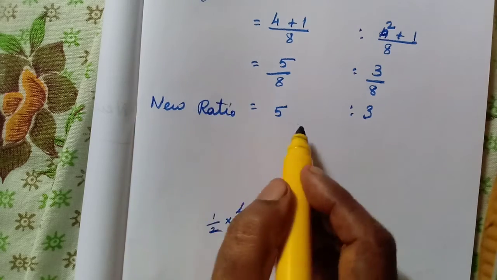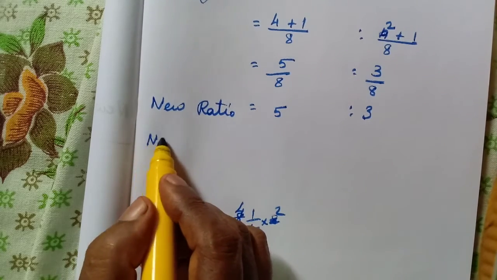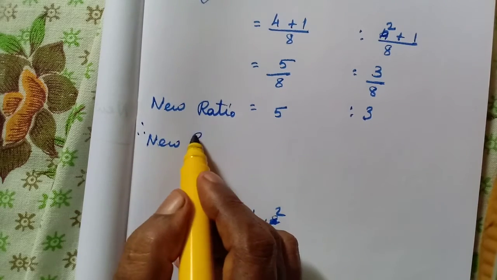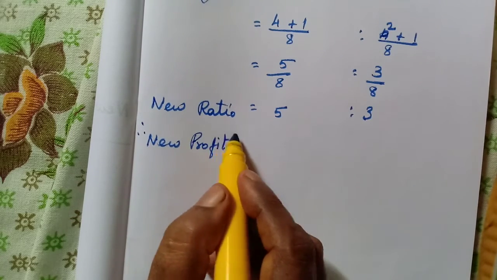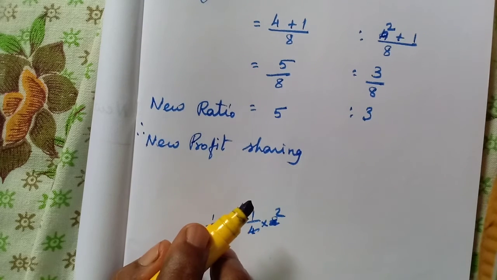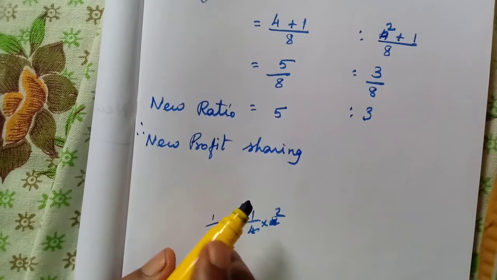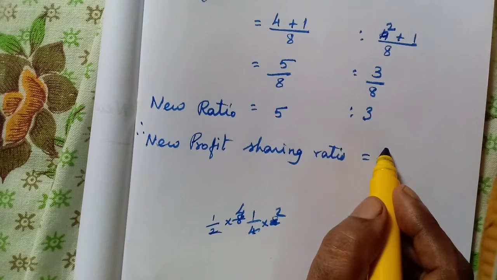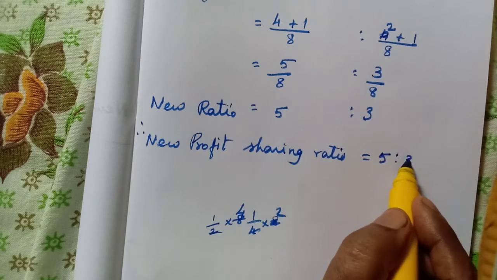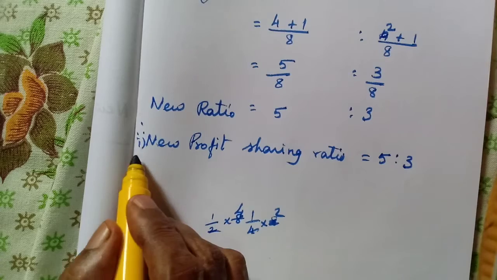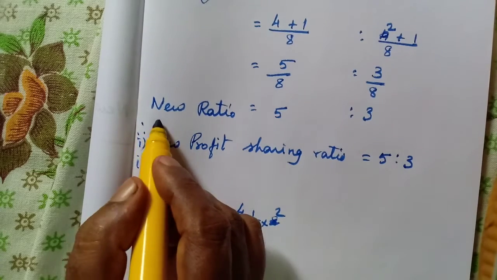For that answer you can write new profit sharing ratio. What is the question they have asked? Calculate the new profit sharing ratio is equal to 5 is to 3, and gaining ratio is number 1. Then number 2, this is the answer you can write.